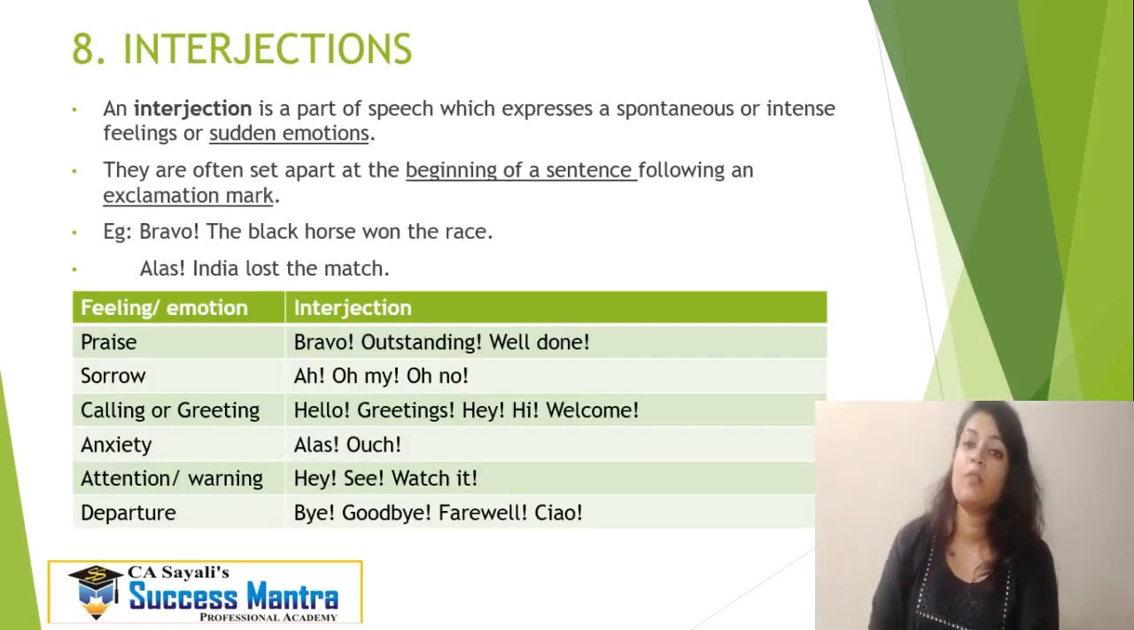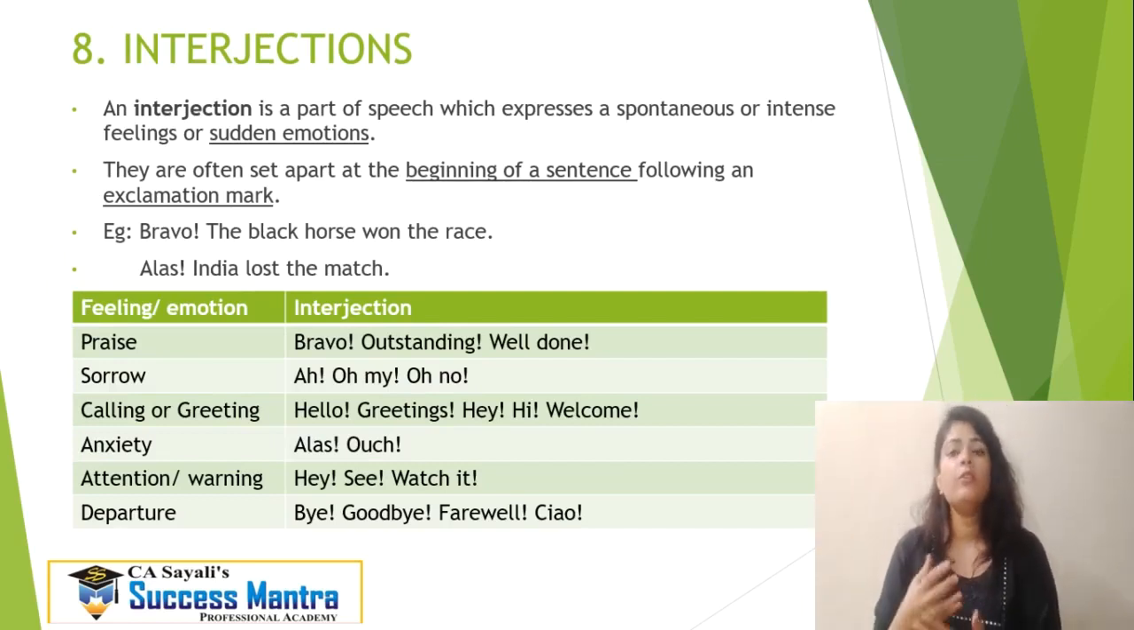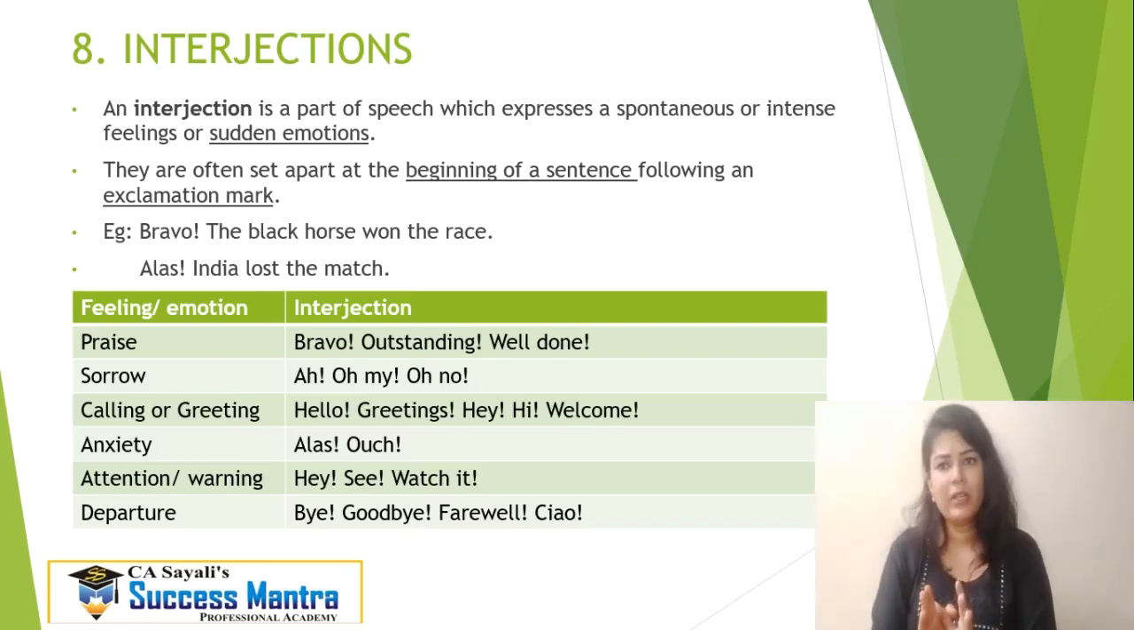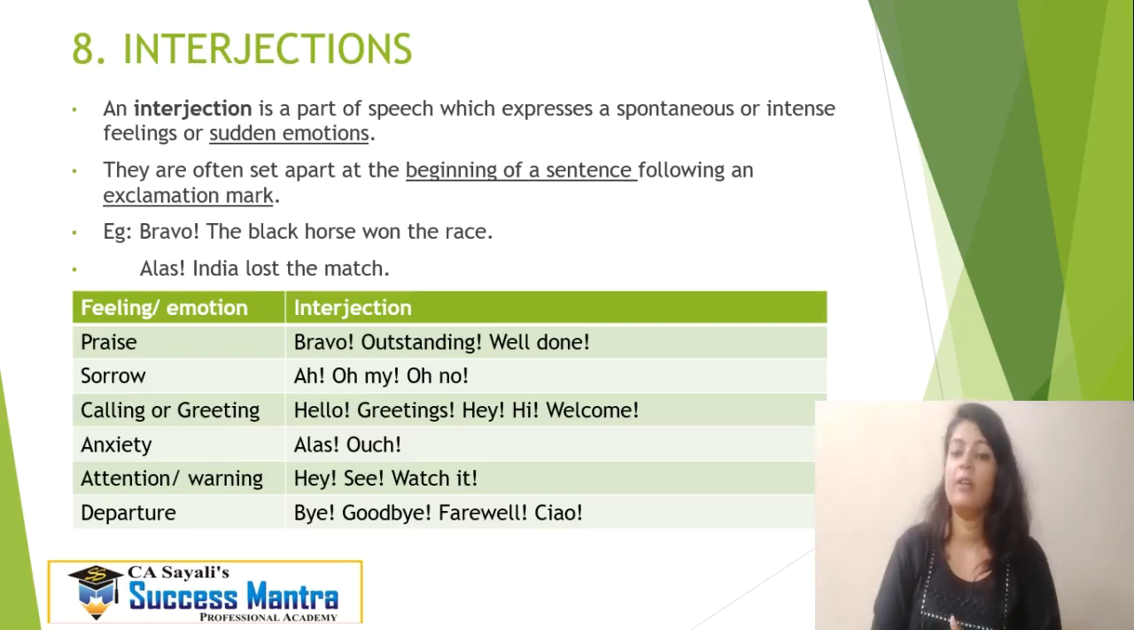The next part of speech is known as an interjection. Now what do you mean by an interjection? So interjection is a part of speech which conveys some strong emotions, some intense feelings, some spontaneous expressions. That is known as an interjection. Okay, usually it is used as a beginning of a sentence and it is followed by an exclamation mark.